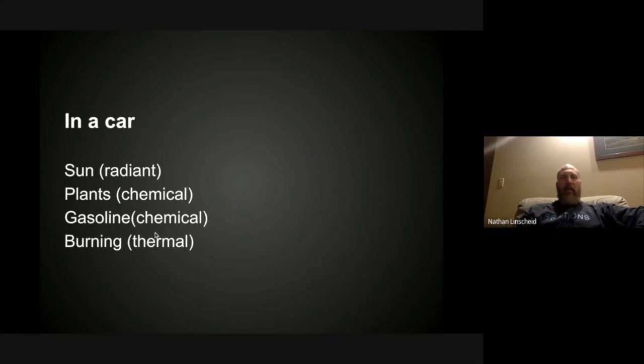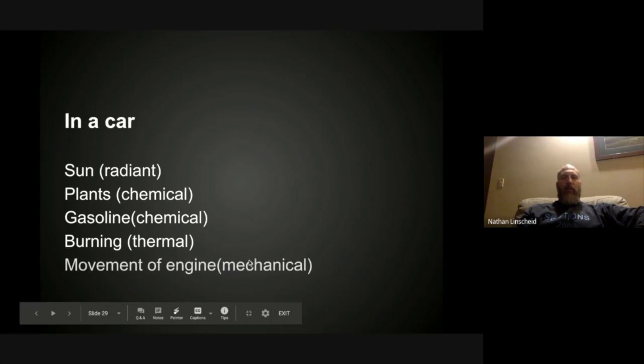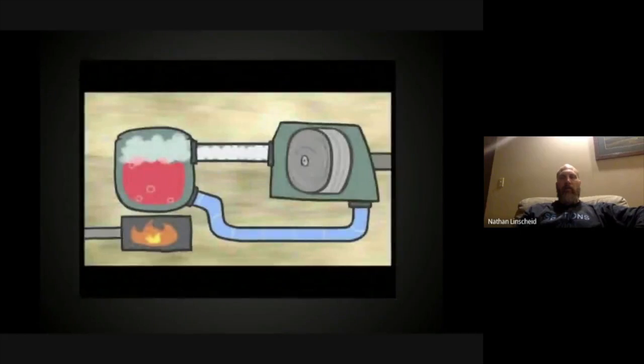And then we burn that gas and we change that chemical energy into thermal energy, which heats up some water, and that causes pistons inside the engine to actually move. And that's mechanical energy, and that helps the drivetrain and everything, makes the wheels move.